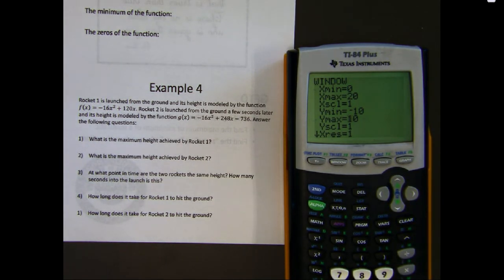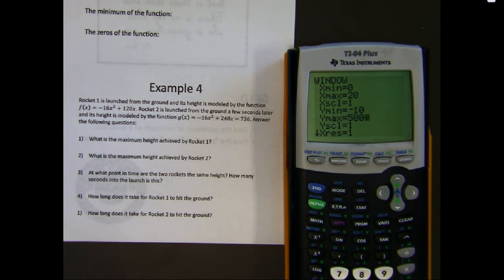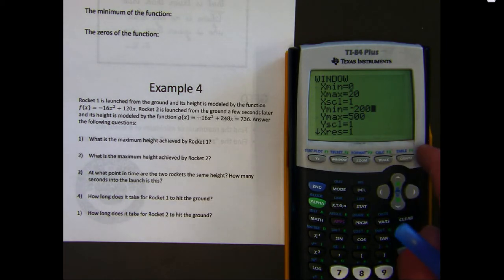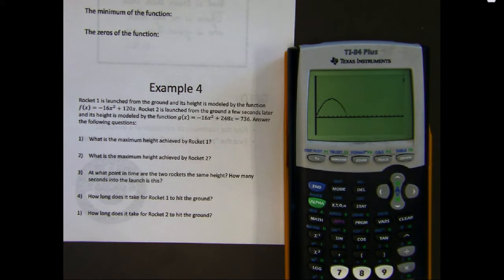Let's do a y max of 500. Now, we don't really care about negative height because we're not worried about the rocket going below ground. But just so that we have a little bit of wiggle room at the bottom, so that when we're typing things, it's not going to cover up parts of our graph, let's go down to negative 200, just so we can make sure that we see everything. So when we graph it, it looks a little something like this. So now you see the rocket 1 curve and then rocket 2 curve. Cool. Now we're set up to answer the following questions.